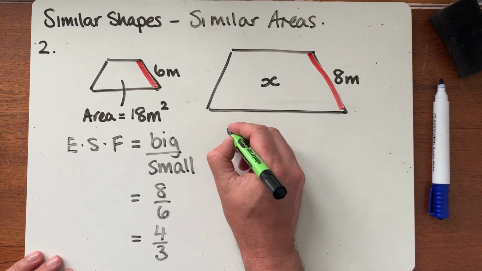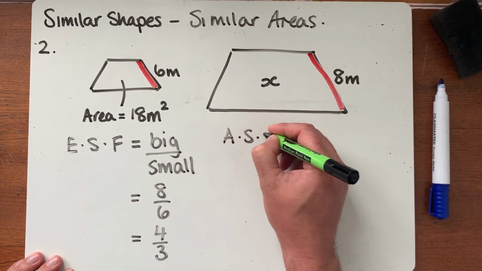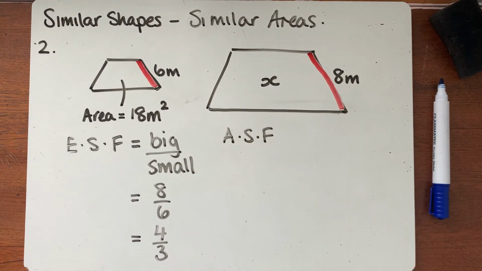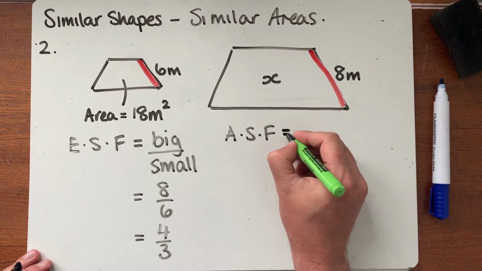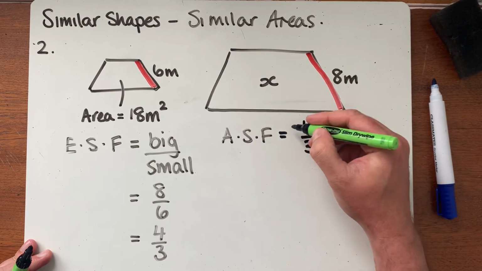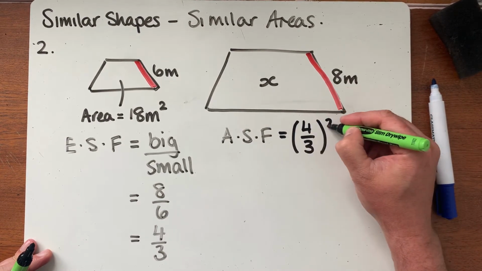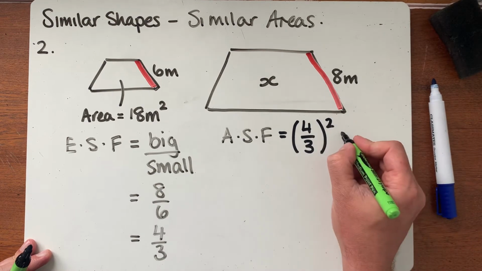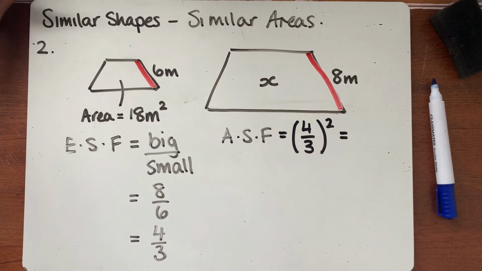To find the area scale factor, you are going to take the enlargement scale factor, which is 4/3, and like the last one, we are going to square it. Okay, bit trickier this time, right? I mean, how do you square a fraction? Well, thankfully it's really quite straightforward. All we do is we square the numerator and denominator.